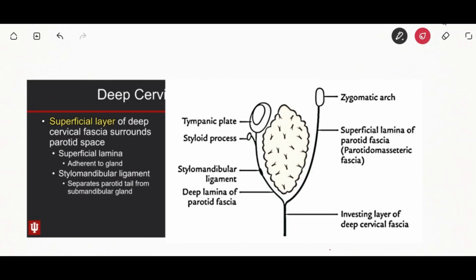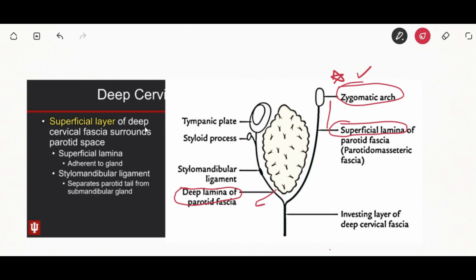between the angle of mandible and mastoid process, the fascia will split to enclose the parotid gland. The superficial lamina is named the parotid fascia. It is attached to the zygomatic arch. The deep lamina is thin and is attached to the styloid process.